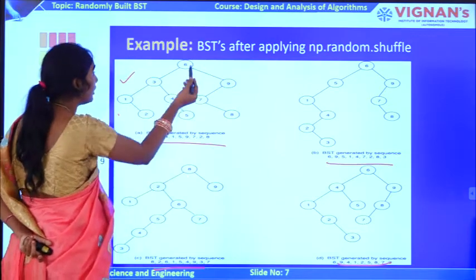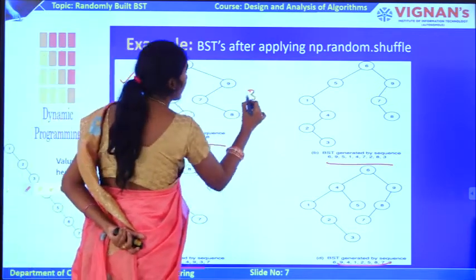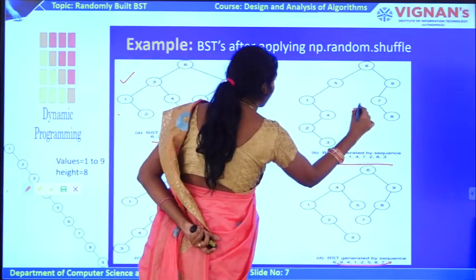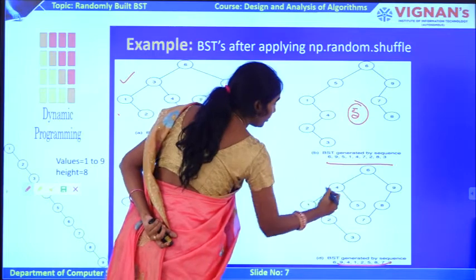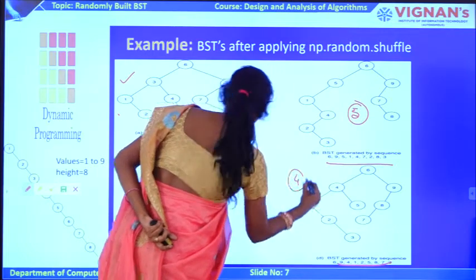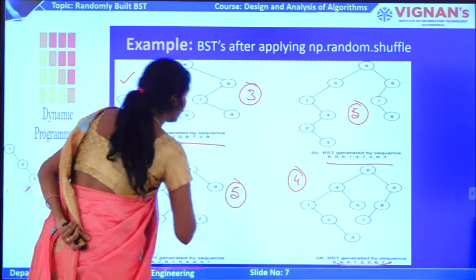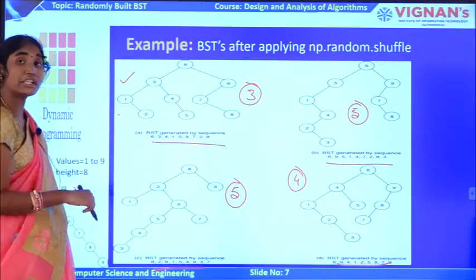What is the height now? 1, 2, 3. So here the height is 3, and here the height is 1, 2, 3, 4, 5. So here the height is 5, and here 1, 2, 3, 4, and here 1, 2, 3, 4, 5. So finally, for the given one, it is 8.